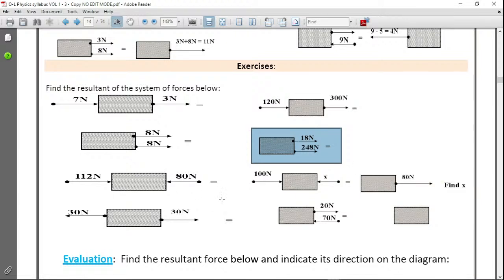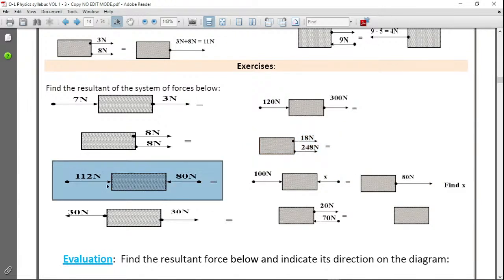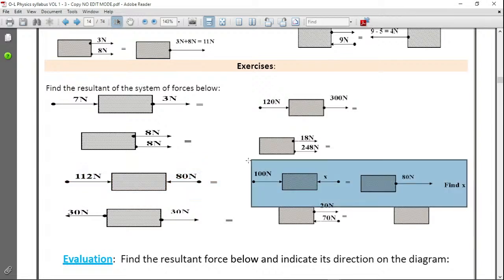Now with this one, directions are opposite. The greater force is towards the right, so the resultant force should be 52 newtons to the right. Okay. And then with this, here they want us to find x. I like this question. Look at this one very well.